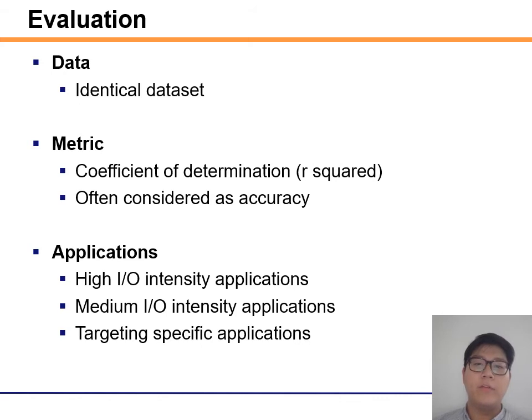In this slide, we present our evaluation result using the proposed scheme. For the data, we used the identical data set from the analysis section. To determine the prediction accuracy, we use the coefficient of determination, often known as R-squared. This is widely used to determine the accuracy of prediction algorithms. For applications, we used a group of high I/O intensity applications, a group of medium I/O intensity applications, and a few specific targeted applications.